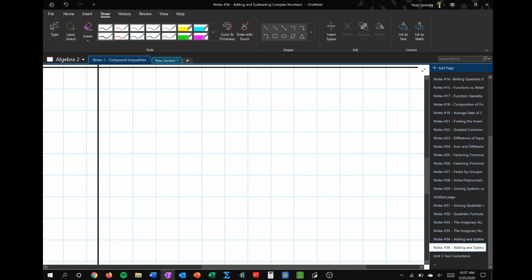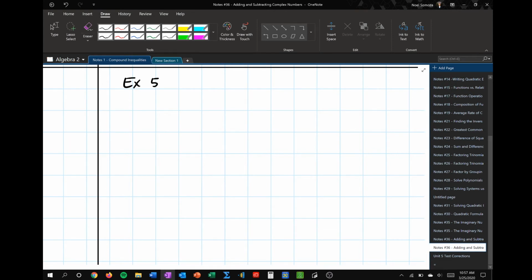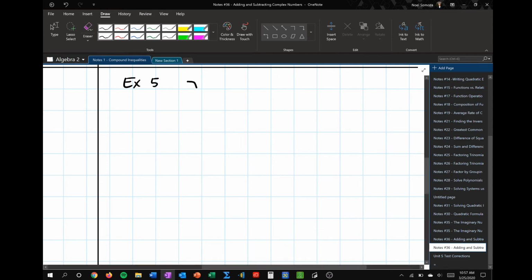Okay, so let's go here to example 5. Okay, so we have square root of negative 3c squared plus square root of negative 27c squared minus square root of 45c squared.